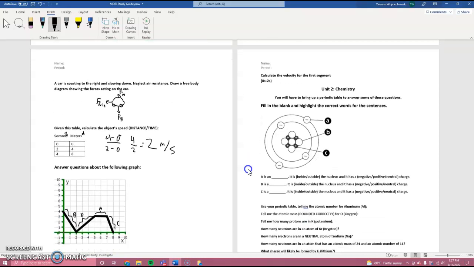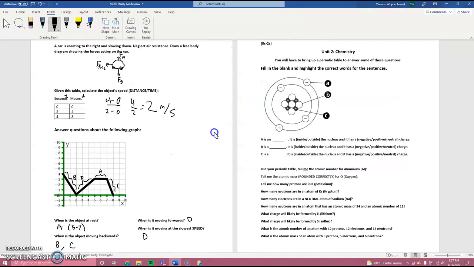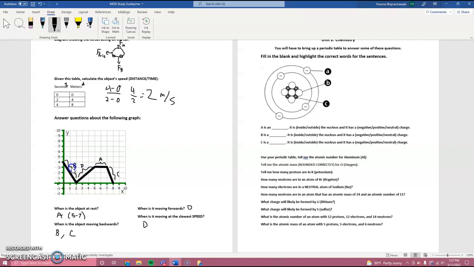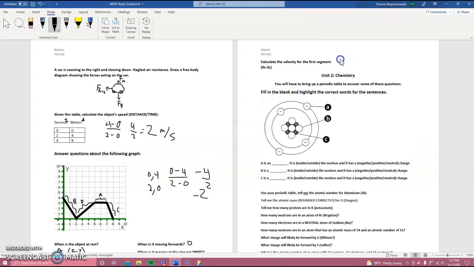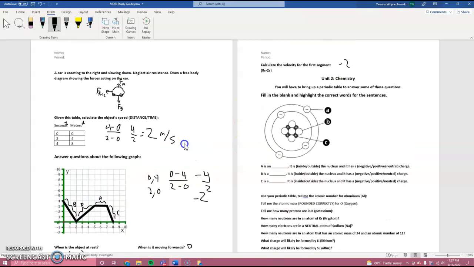Okay, cool. Calculate the velocity for the first segment. Let's do this from 0 to 2. Similarly, we have 2 points here. This is our first point, 0, 4. Our next point is 2, 0. We do y2 minus y1 over x2 minus x1. So we got our y2, 0, minus y1, 4, over x2, 2, minus x1, 0. We got negative 4 over 2, which is negative 2. Our velocity for the segment is negative 2. Boom.